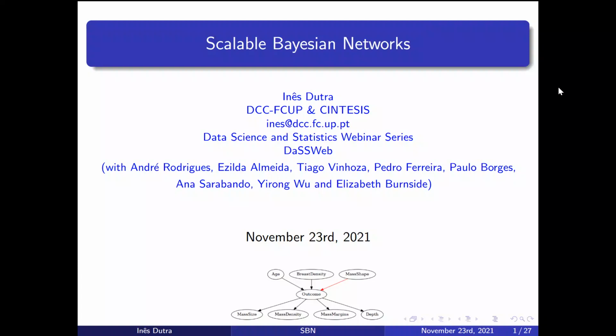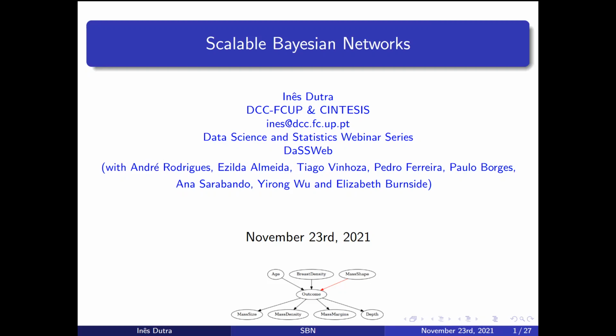This work that I'm going to present here today is related with a machine learning model that is based on Bayesian networks. There are several implementations of Bayesian networks nowadays, but some of them are not very scalable, and I'm going to talk a little bit about that, about the scalability and other things that are related with interaction with the user.